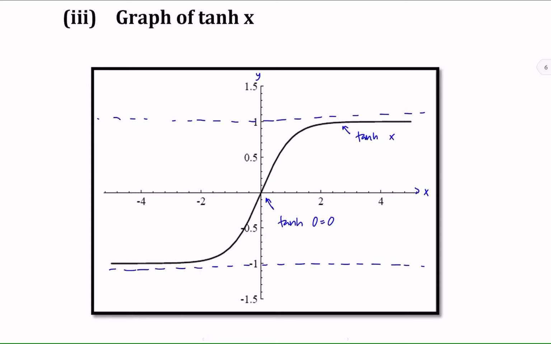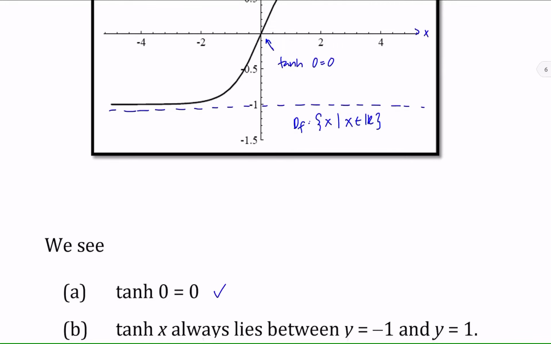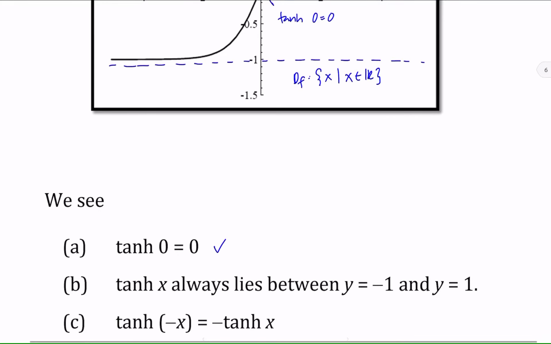And for the domain here, we can see it is negative infinity to infinity also. So x is a real number. We can see tangent 0 is equal to 0, and tangent x always lies between y equal to minus 1 and y equal to 1, which is the asymptote line.